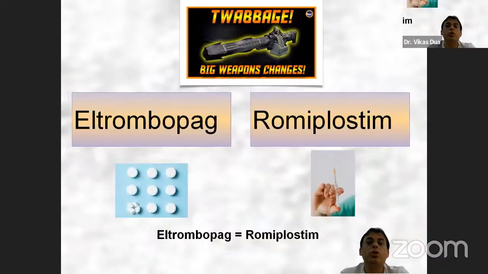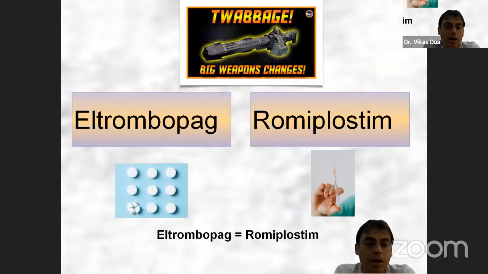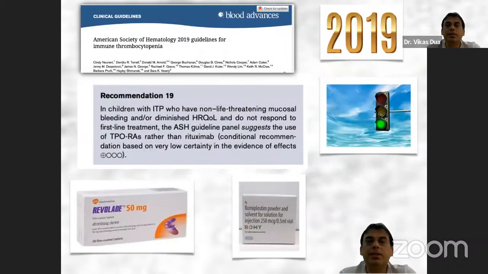Then there are two newer medicines which have come in the market. One is an oral formulation, the other one is an injection. The oral one is called eltrombopag, which is a tablet, and romiplostim is an injection, which is given subcutaneously. And how do these medicines work? They are thrombopoietin analogs. They increase the production of platelets from the marrow.